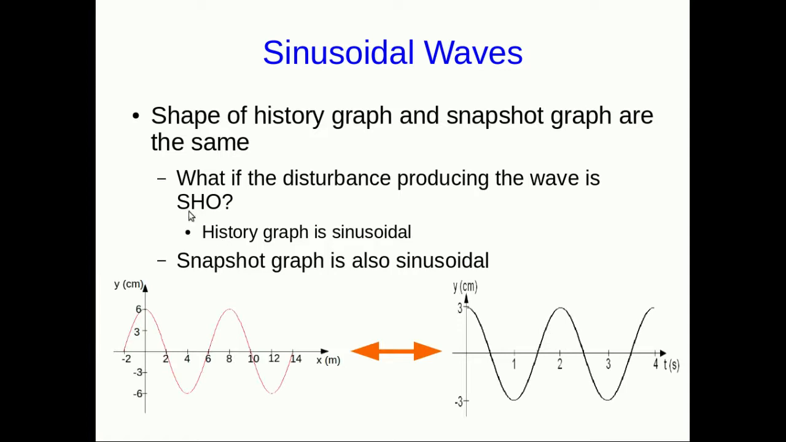So anytime a piece of the medium is disturbed in simple harmonic oscillations, you wind up with a wave on the medium that is sinusoidal in shape. Here's our snapshot, here's our history, both sinusoids. So this is a very important case. It's very common, and so we're going to spend the entirety of the next lecture on sinusoidal waves.